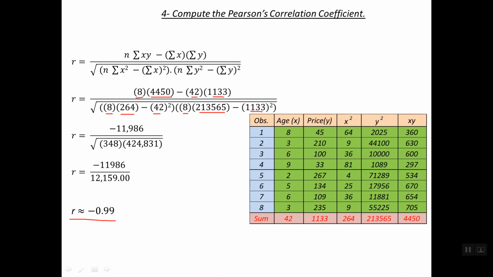So the value of the Pearson correlation coefficient is equal to minus 0.99. In order to understand this value of correlation, we say that we have a negative correlation because we have a negative sign, and regarding the strength of the correlation, it is 0.99, so we can consider it to be a very strong correlation. So this is the interpretation for this value of Pearson correlation coefficient. We have strong and negative correlation.